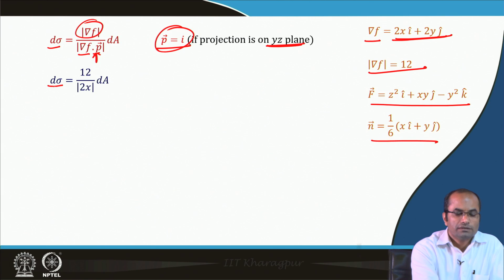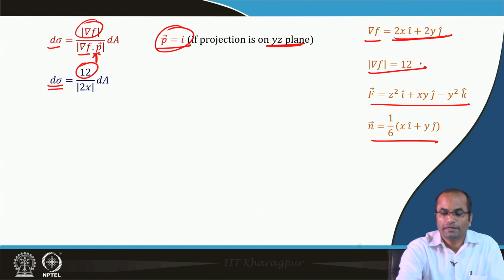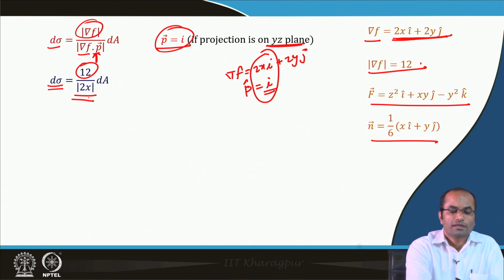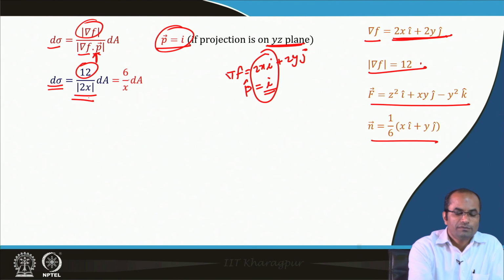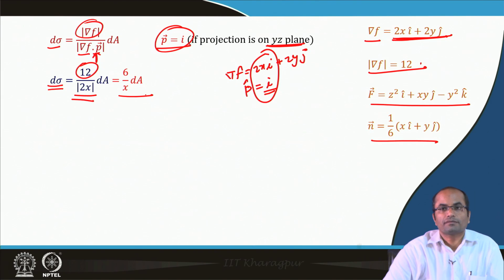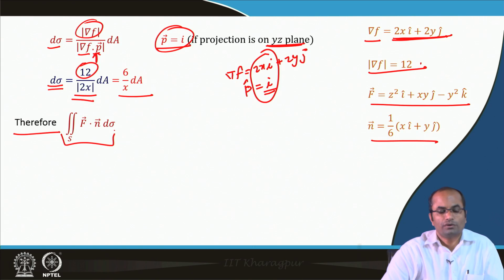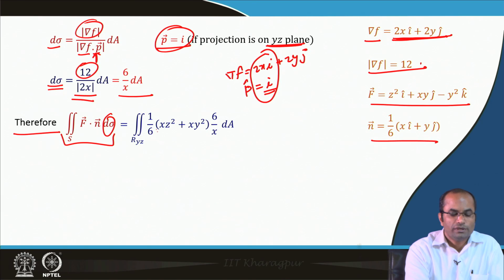So, we have d sigma equal to that, where 12 is given, which we have replaced here. The gradient f is 2x i plus 2y j, and then p here, the unit vector normal to the projected plane, is i. So, the dot product will give just 2x, and its magnitude is 2x. That means we have 6 over x and this dA. Therefore, this surface integral of f dot n d sigma can be evaluated with this.